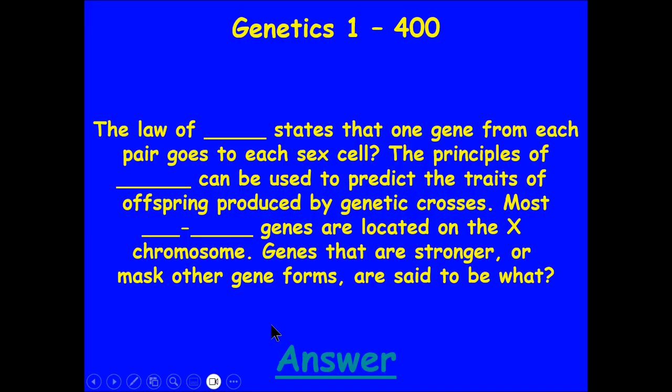The law of blank states that one gene from each pair goes to each sex cell. So we're talking about meiosis, the production of sperm cells and egg cells. The principles of blank can be used to predict the traits of offspring produced by genetic crosses. Most blank genes are located on the X chromosome, and genes that are stronger or mask other gene forms are said to be what?